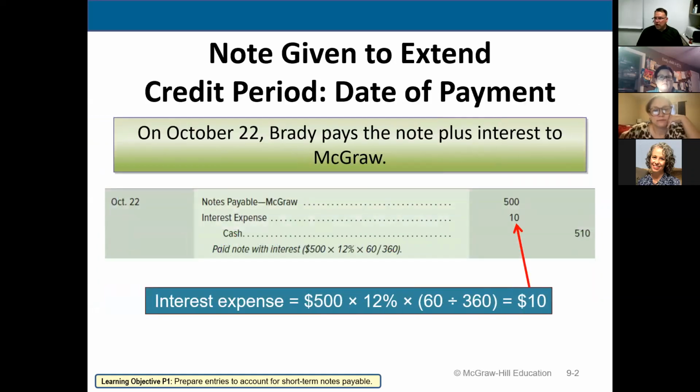Then on October 22nd, they pay off what they owe. So they're going to debit the note payable. They'll debit the interest expense for that interest they incurred during the period. And then they'll credit cash for the amount they pay. Remember, interest expense is still the same formula: principal, the amount borrowed, times the rate, times the time. And that time is always in terms of a year, because our rate is expressed in an annual way. So 60 days was 60 out of 360.